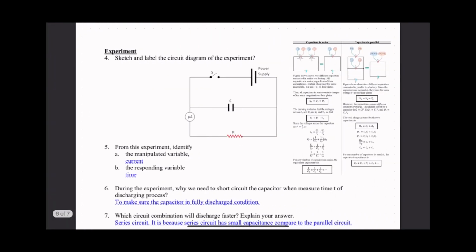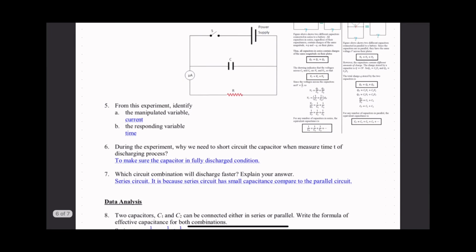Alright, so this is the experiment. It asks to sketch and label the circuit diagram of the experiment. There should be two, one is C, the other is C1. This is C1 and another one must be added with C2 if following. Okay, from this experiment, it asks to identify the manipulated variable. So it means the manipulated variable is the current that you manipulate. Okay, the responding is? Time. Okay, during the experiment, why we need to short circuit the capacitor when measuring time of discharging process?